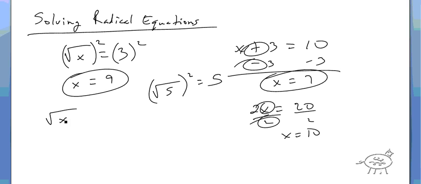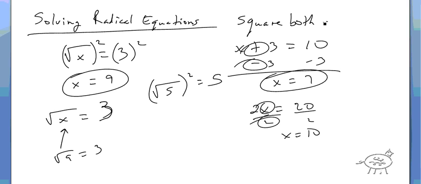That's the answer. Okay, so think about it. This is the original problem, the square root of x equals 3. So if I put a 9 in there, isn't the square root of 9 3? So that's why x equals 9. Okay, so this is the main thing here, is you square both sides. Okay, and that eliminates the radical. Okay, does that make sense?